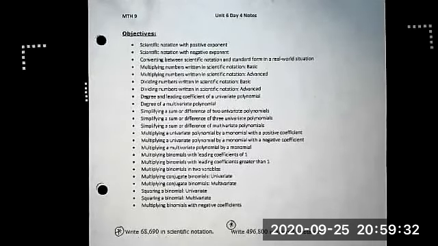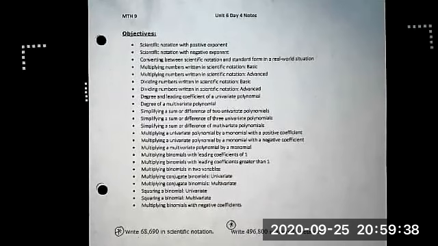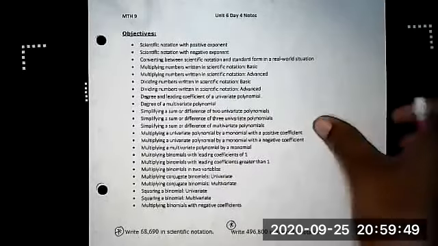All right, so we are on Unit 6, Day 4 notes. Let's get started. There are a lot of objectives here that we're going to be covering. So make sure you print out your worksheet from Canvas, and then you can follow with me. The ones that are not starred, you can try on your own. I will upload a key as well.